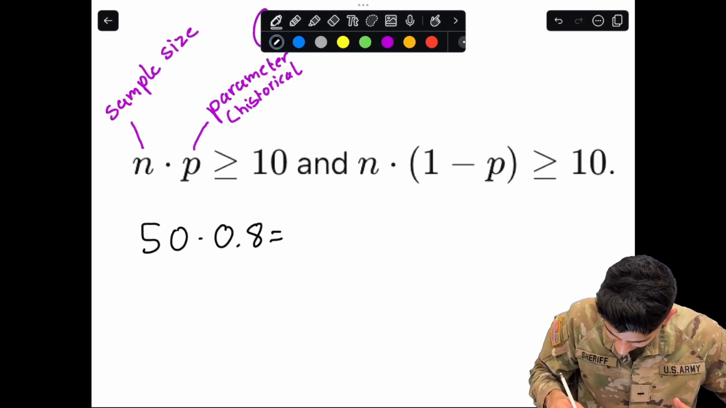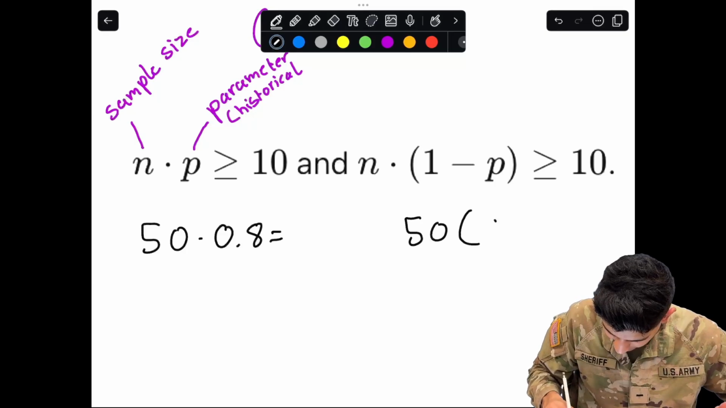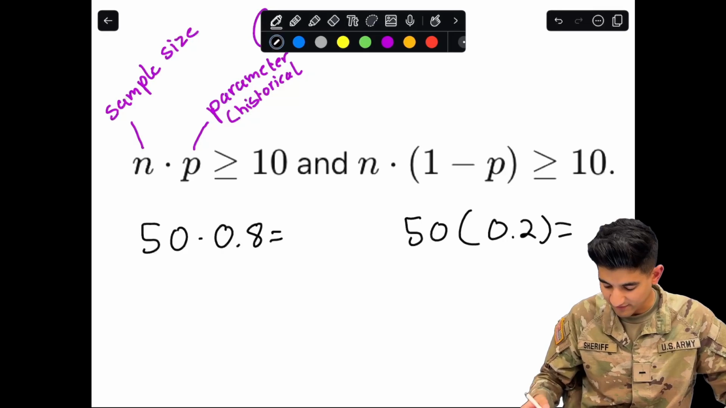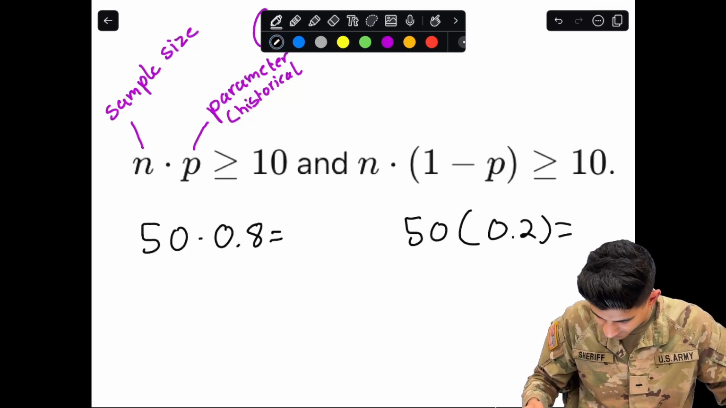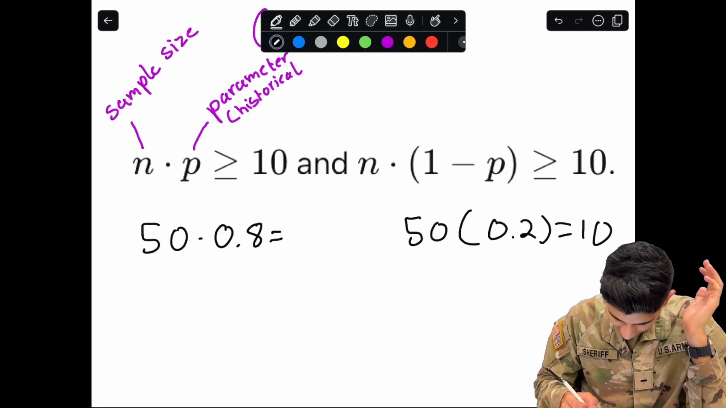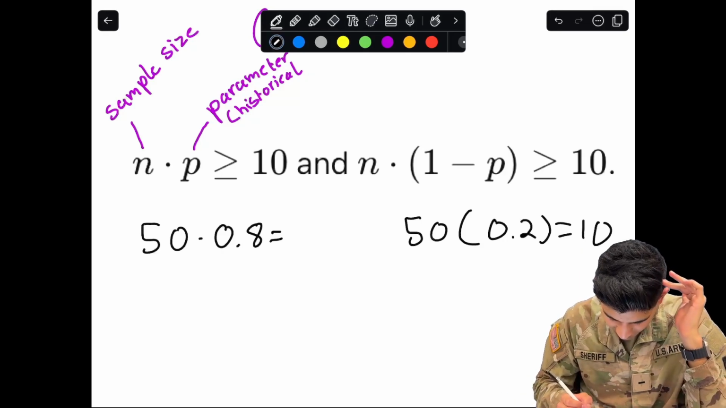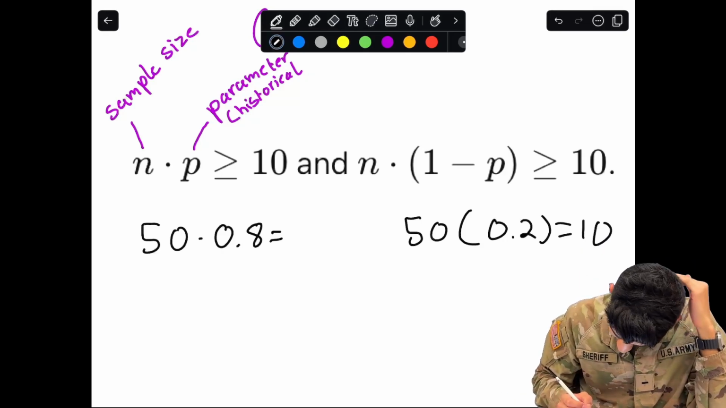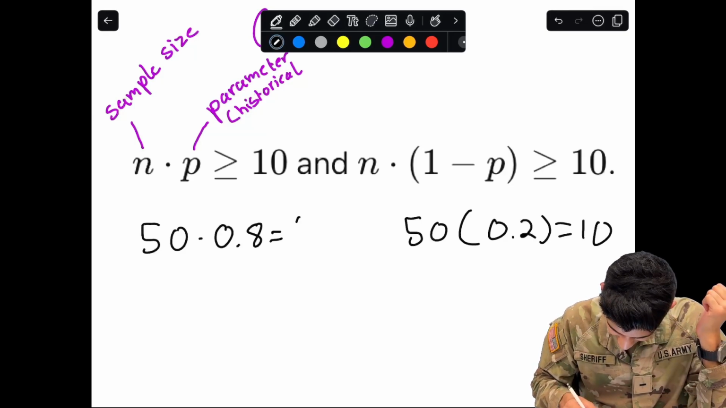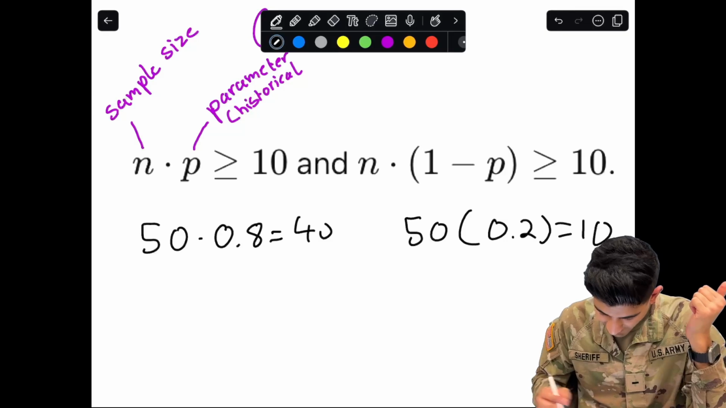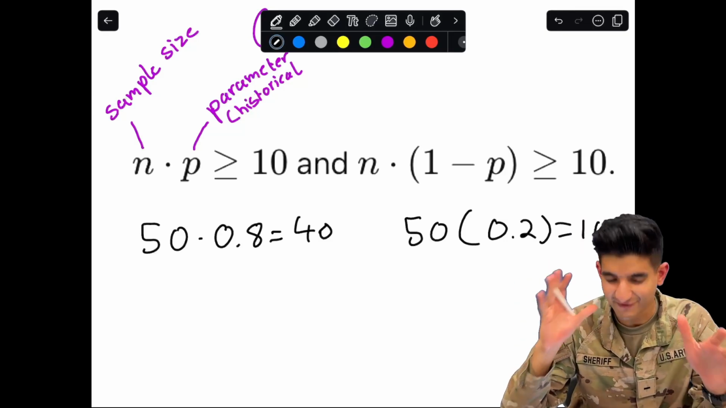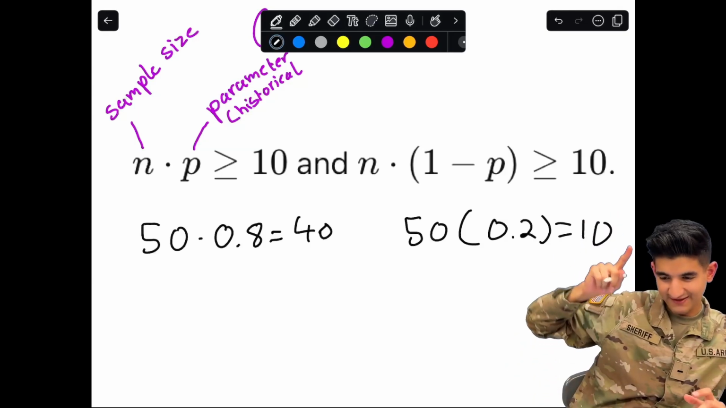And then we have 50 times 0.2. Does this all give us a value greater than 10? So this one would give us 10 over here. And this one over here would give us 40. Yeah, 40, sorry, my bad. I'm trying to think on the fly while looking at it. So it's 40 and 10 right there.